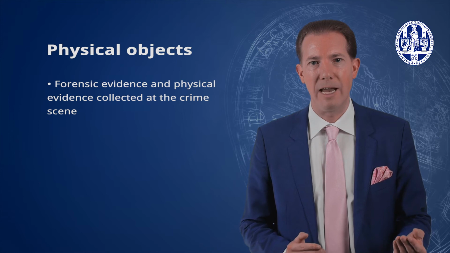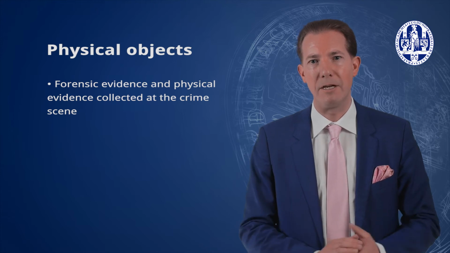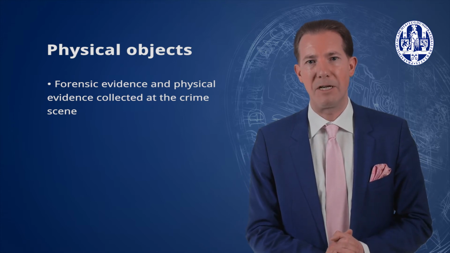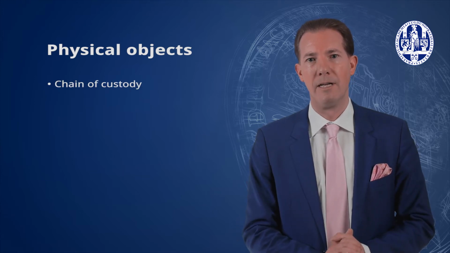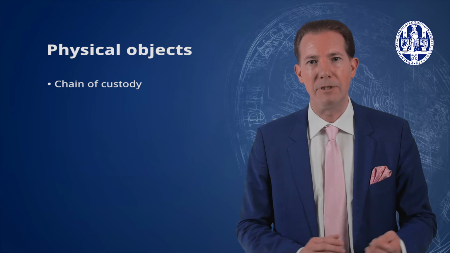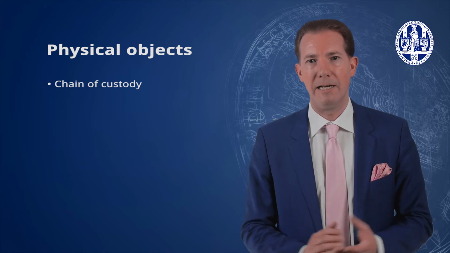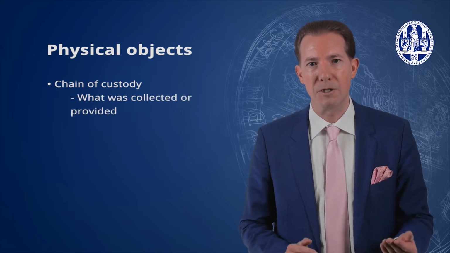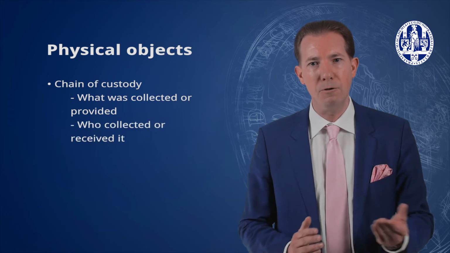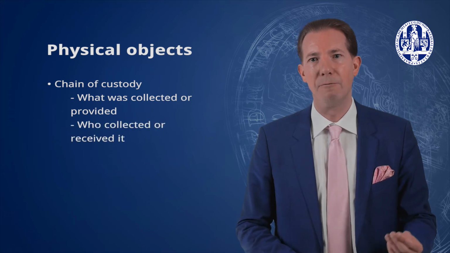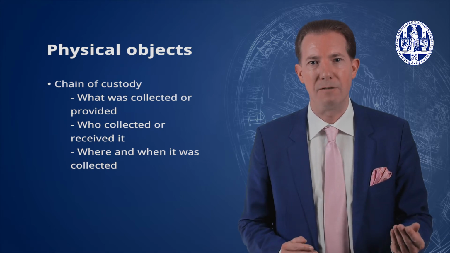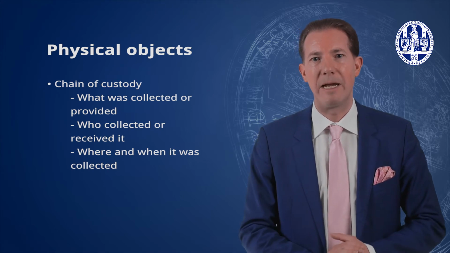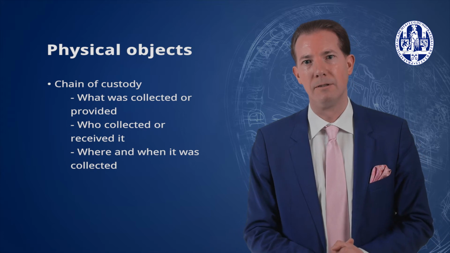Whenever evidence is collected, it is important to track the origin and possession of information and evidence. This is called the chain of custody. It serves to demonstrate that no one interfered with the evidence. It is important to record what was collected or provided, who collected or received it, and where and when it was collected or received. Without demonstration of a chain of custody, evidence may not be usable in court.